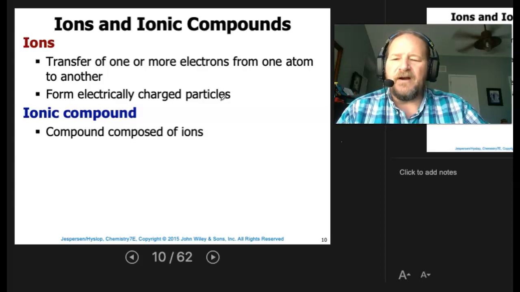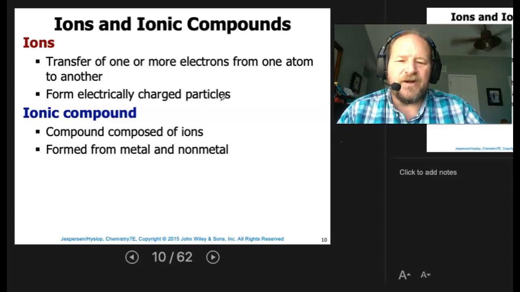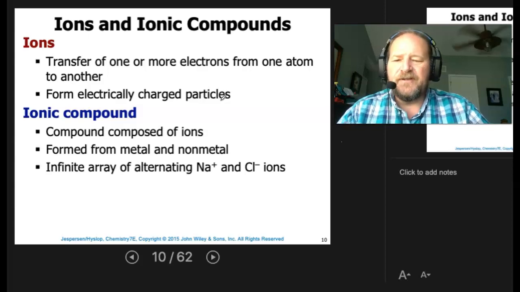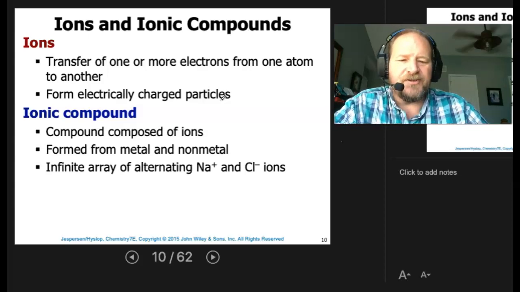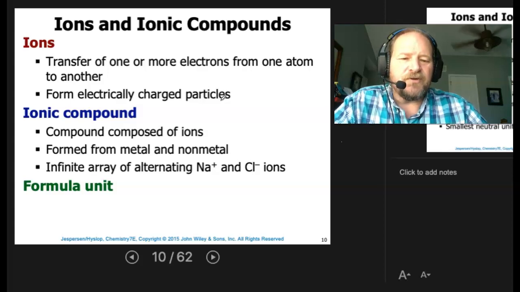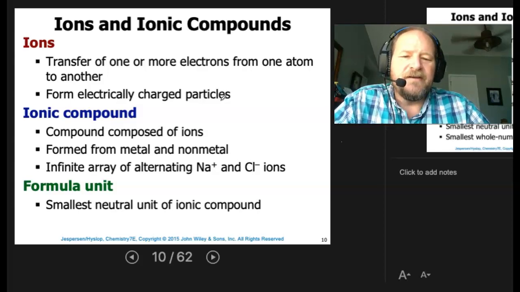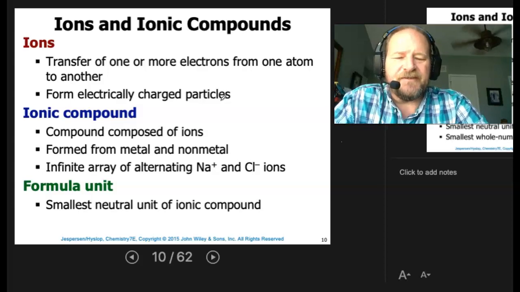So we're going to form our ions from metals and nonmetals, right? And once we do that, then we're going to form an infinite array. So in other words, an organized pattern of plus and minus charges. So an infinite array of alternating plus and minus charges. Now, our metals are always going to form our cations, and our nonmetals are always going to form our anions. Okay? And when we do that, we'll form our formula units. So our pluses and our minuses will attract one another, and that will give us our smallest neutral unit for our ionic compound.